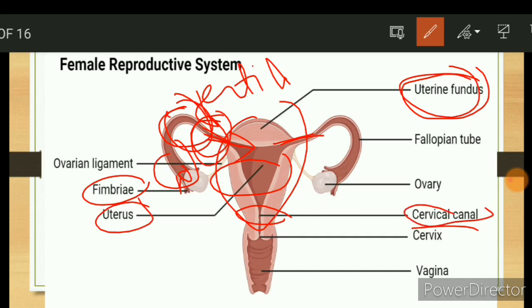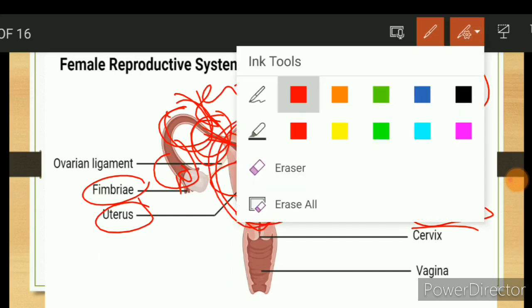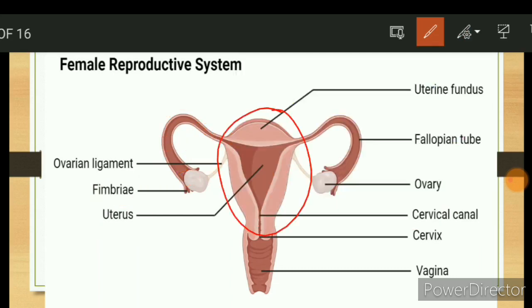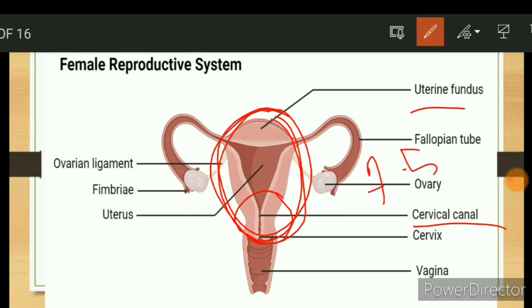The cervix is the narrow part of the uterus, and because of the narrow cervical region the uterus shows a pear shape. It has a length of about 7.5 centimeter, is 5 centimeter wide, and has a thickness of 2.5 centimeter. These are the normal sizes of the female uterus.